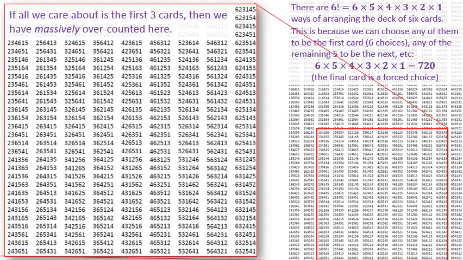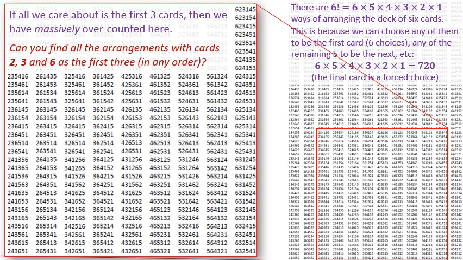And we've got a slight problem here. We've massively overcounted. We're looking at every single possible way of shuffling the deck, but quite a lot of those different ways of shuffling the deck give us the same 3 cards at the beginning. So for instance, can you find any arrangements that have the cards 2, 3, and 6 at the beginning. Now look carefully. I want you to see if you can find all the possible arrangements with a 2 and a 3 and a 6.